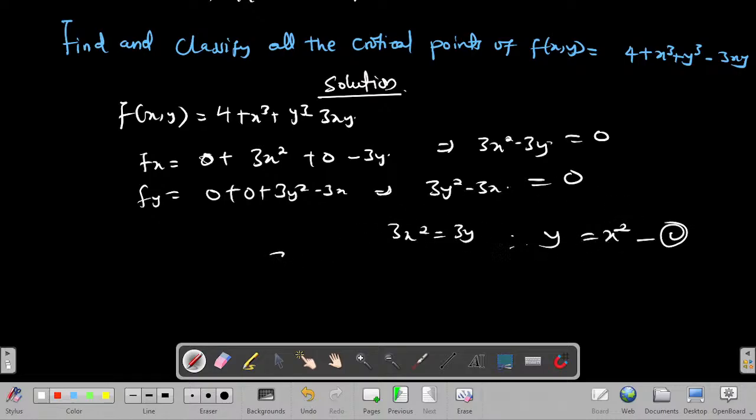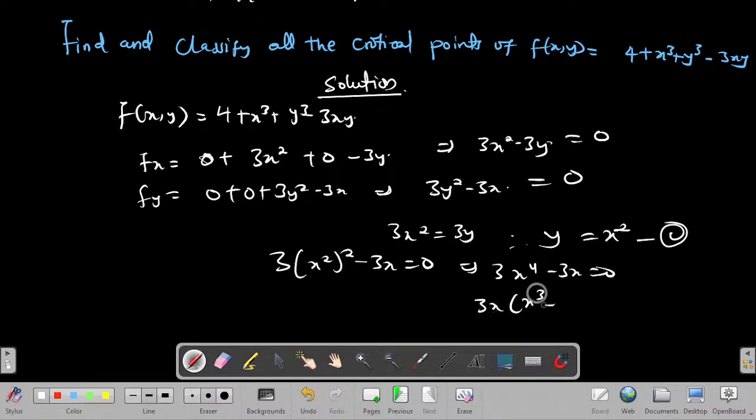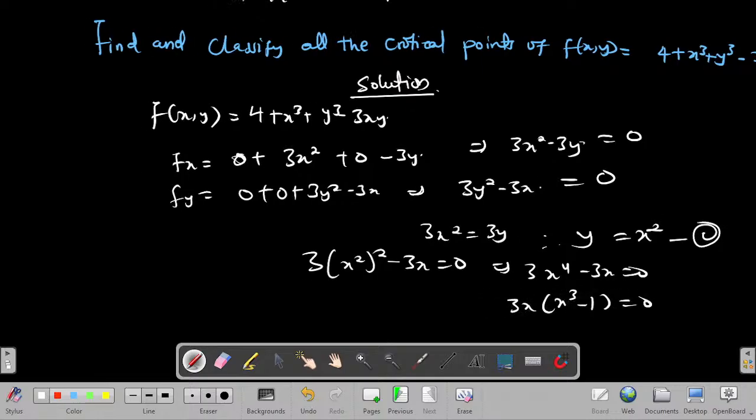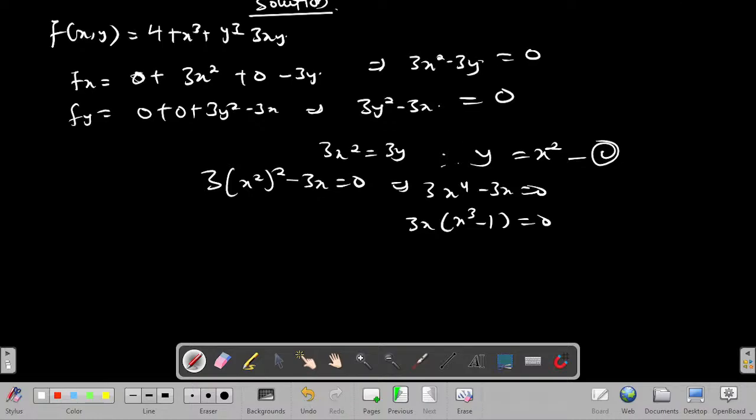x squared. I have 3, open bracket, x squared, all squared, minus 3x equals 0. This gives 3x to the power 4 minus 3x equals 0. Factorizing 3x out, I have x cubed minus 1 equals 0. So at this point, I can say that x is either equal to 0 or x is equal to 1.